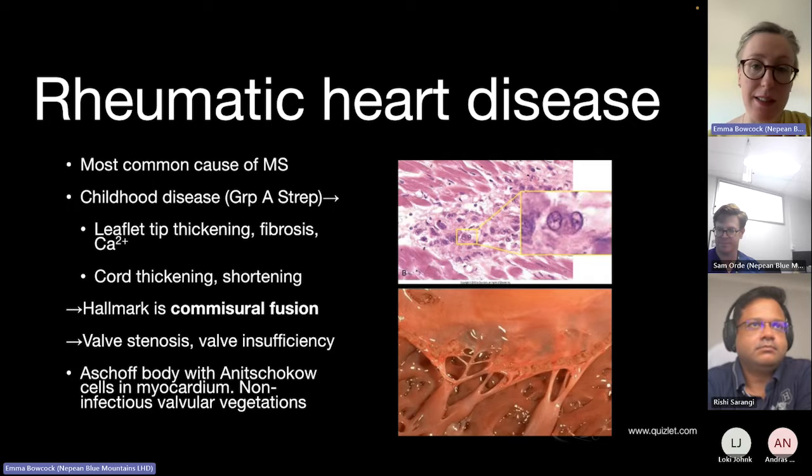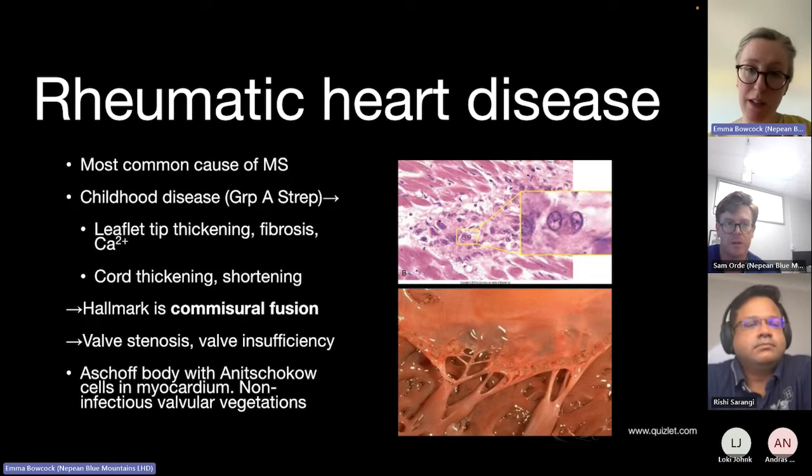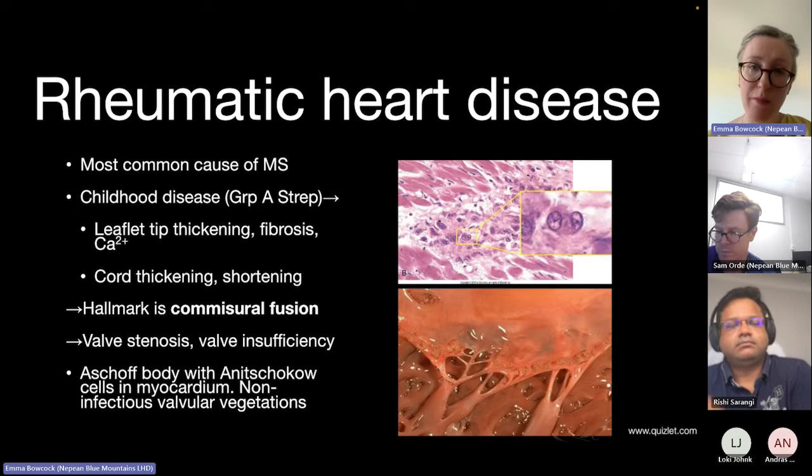So rheumatic heart disease, and as I said, it's the most common cause. Generally, it's streptococcal, group A streptococcal infection in childhood. The hallmark of rheumatic heart disease is commissural fusion. That's the key thing. But they also get leaflet tip thickening with fibrosis and calcium deposition as well at the leaflet tips predominantly. Their cords tend to be thick, and then they can shorten as well. And this obviously leads to that narrowing.